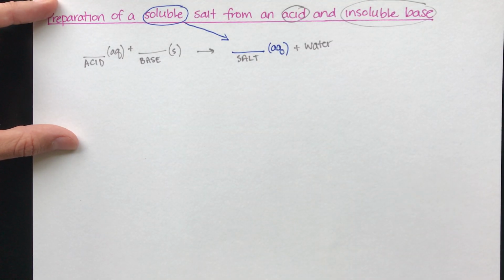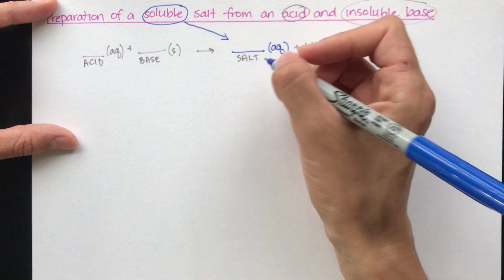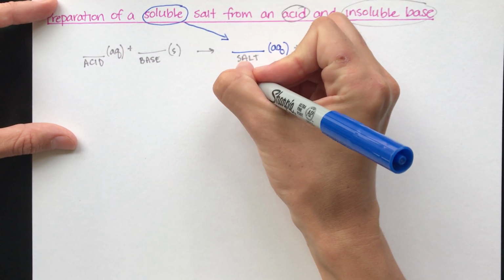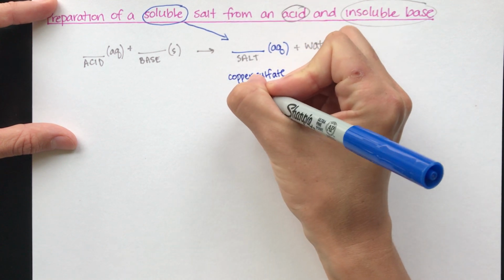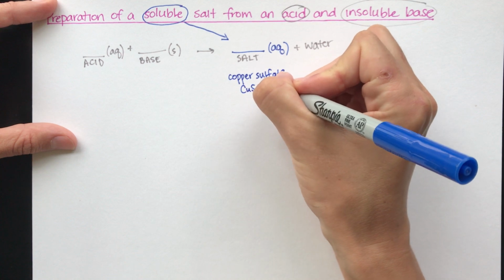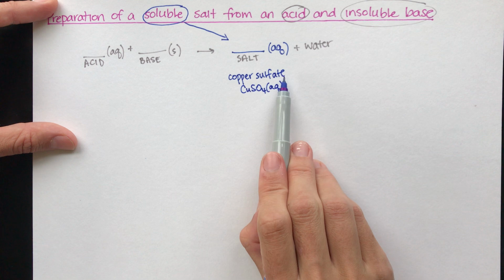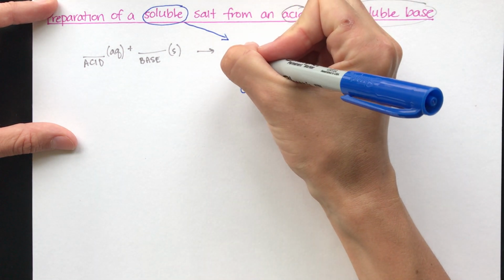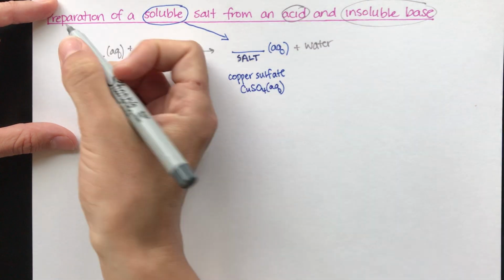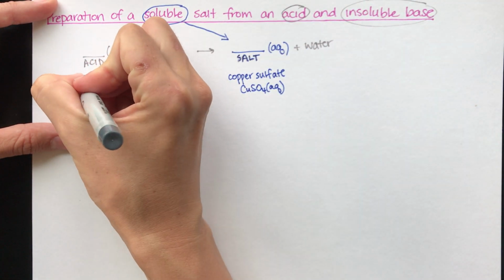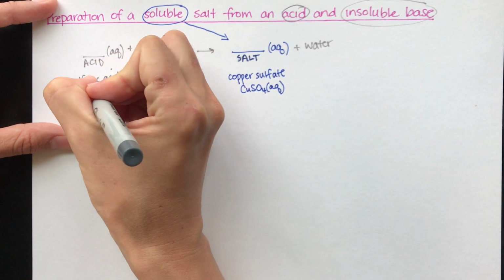Okay. The common example used in textbooks is always copper sulfate, and that's the one we would have done in class. So if we were going to make copper sulfate, or CuSO4, we have to choose an acid that contains the sulfate group. I'll just color that in blue. And the acid that contains sulfate is, of course, sulfuric acid. Formula H2SO4.